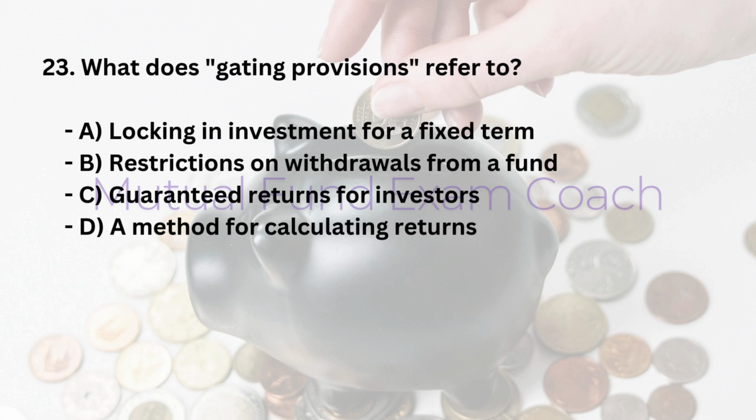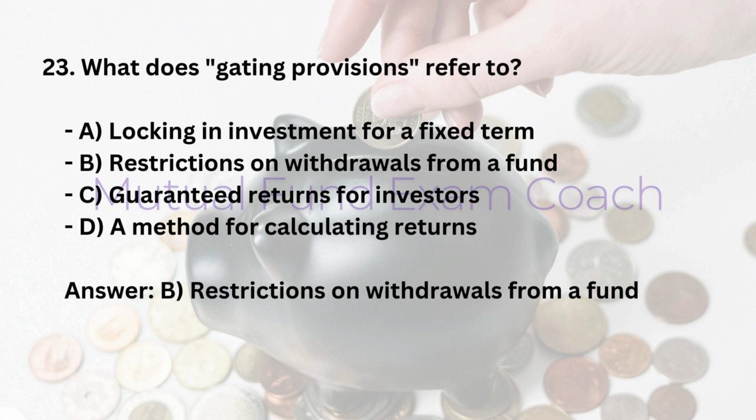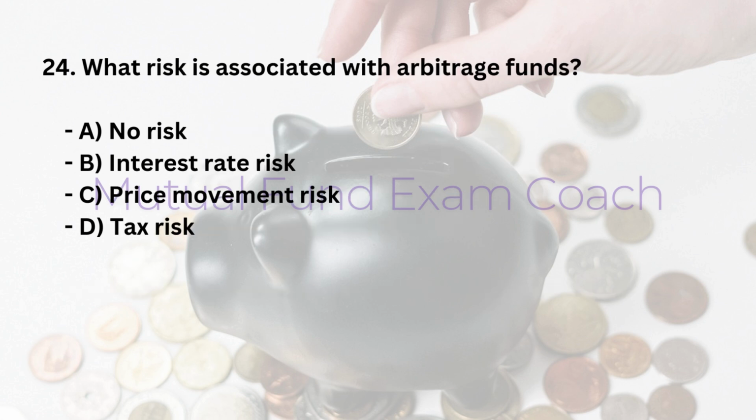23. What does gating provisions refer to? A. Locking in investment for a fixed term. B. Restrictions on withdrawals from a fund. C. Guaranteed returns for investors. D. A method for calculating returns. Answer: B. Restrictions on withdrawals from a fund. 24. What risk is associated with arbitrage funds? A. No risk. B. Interest rate risk. C. Price movement risk. D. Tax risk. Answer: C. Price movement risk.